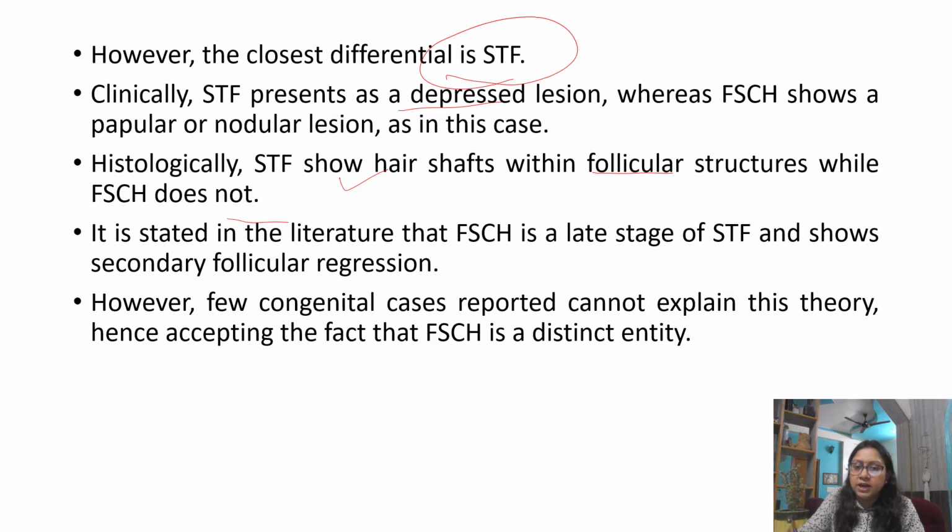It's stated in literature, and some studies say, that FSCH is a late stage of trichofolliculoma, because in trichofolliculoma you see a hair shaft, and gradually that shaft regresses, so the patient develops FSCH. But that is like follicular regression. A few congenital cases were reported that show this is not the theory. So finally it was accepted that it's basically a distinct entity which you can label.